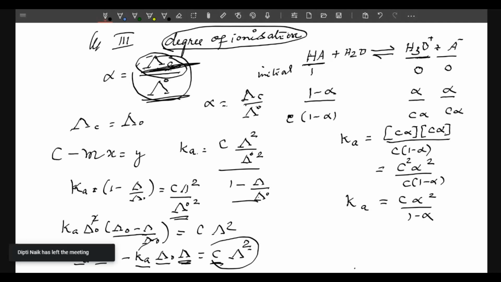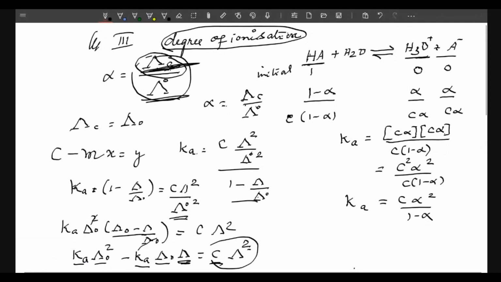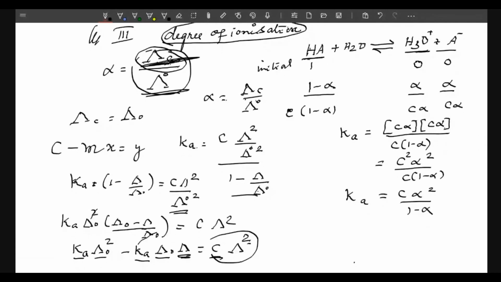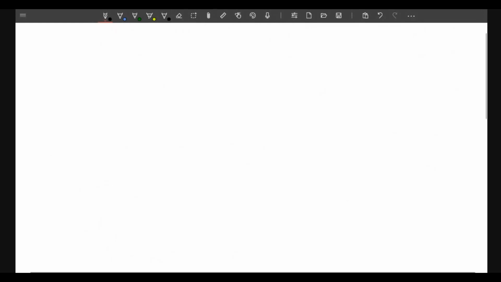And using this equation, one question may be asked. Take down the question, and now you are ready to give the answer for this question. The dissociation constant K of a monobasic acid is determined conductometrically. Then, which of the following statements are correct?